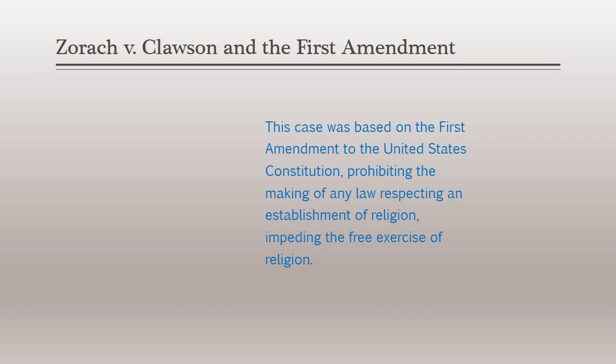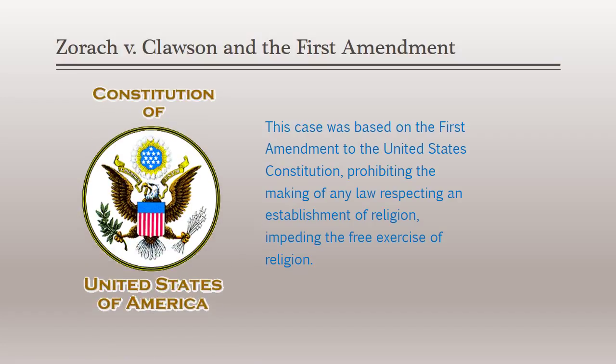This case was based on the First Amendment of the United States Constitution, prohibiting the making of any law respecting an establishment of religion, impeding the free exercise of religion.